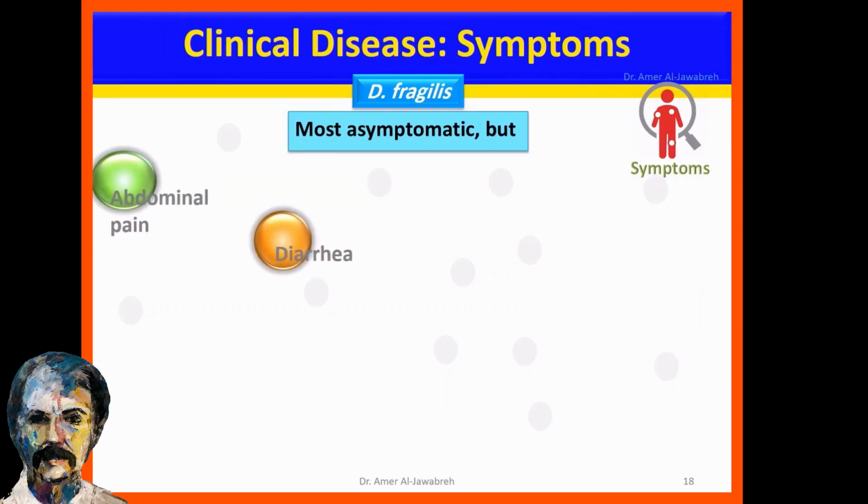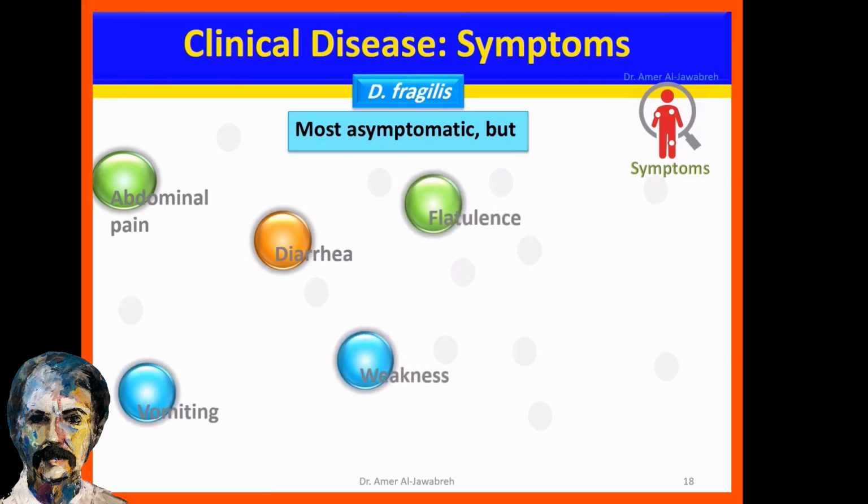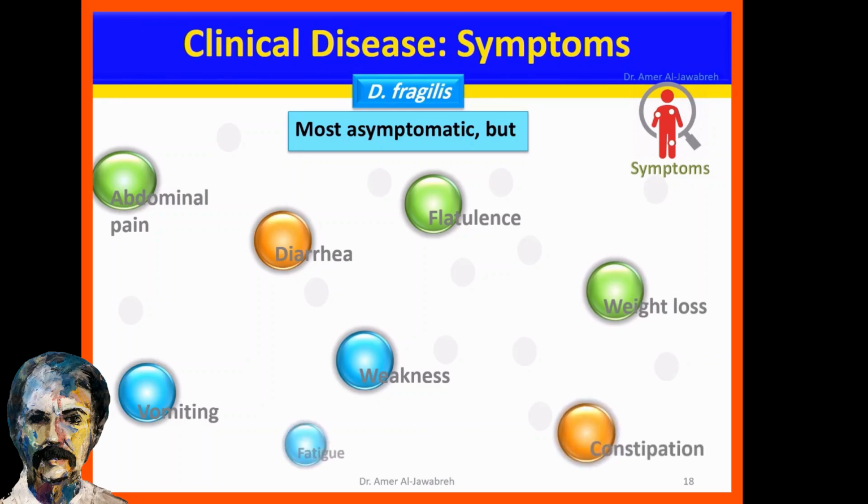Symptoms. Mostly asymptomatic, like Giardia lamblia, giardiasis. So you might have it and you don't notice this. If there are going to be symptoms, then these are going to be abdominal pain, diarrhea, vomiting, flatulence, gases, weakness, weight loss, constipation, difficulty in defecation, fatigue, general weakness and exhaustion.